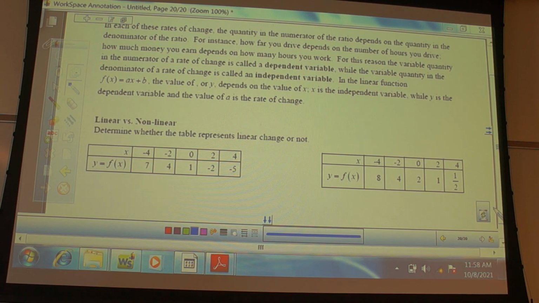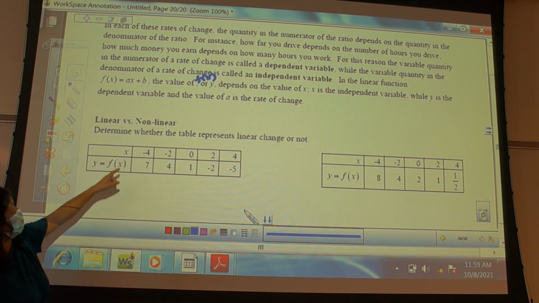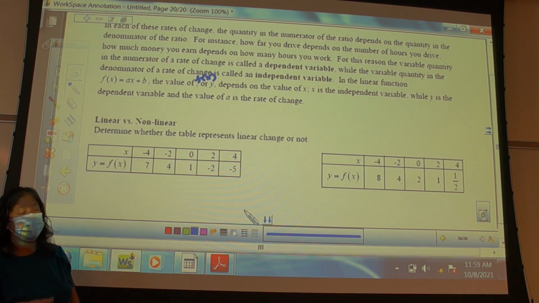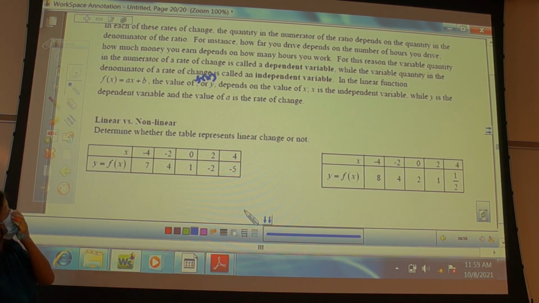In the linear function f(x) = ax + b, the value of f(x), or y, depends on the value of x. x is the independent variable, while y is the dependent variable, and the value of a is the rate of change. Typically, like we said before, how much you pay depends upon how many units you take. So the value of y depends upon the x, what you input into it.